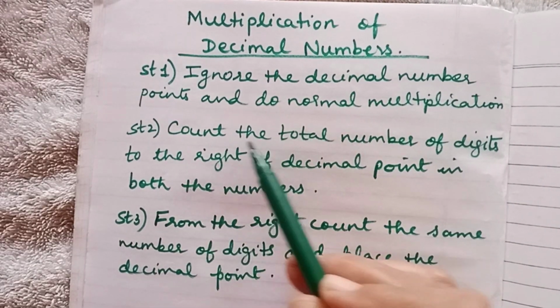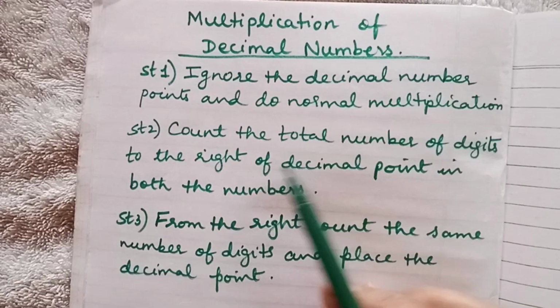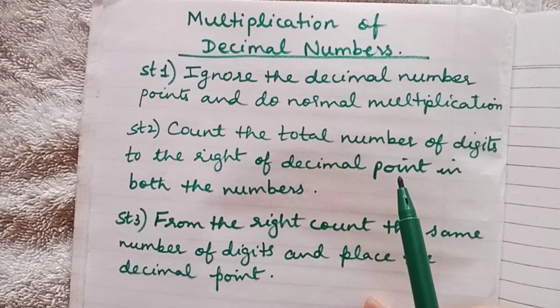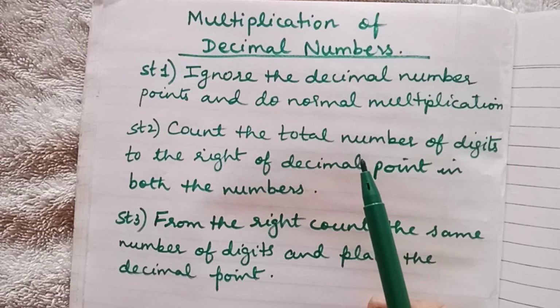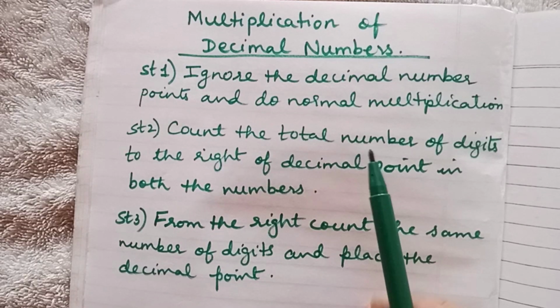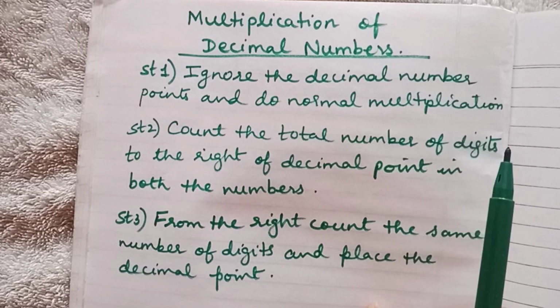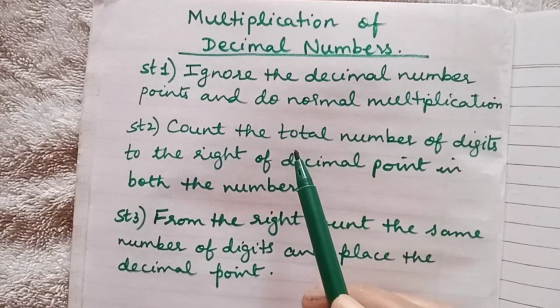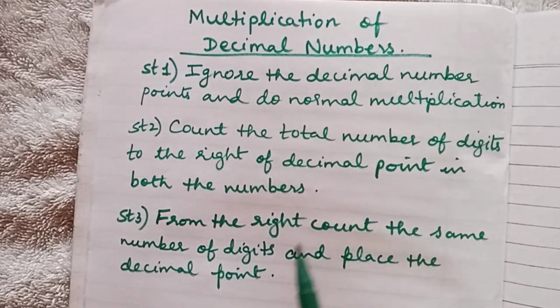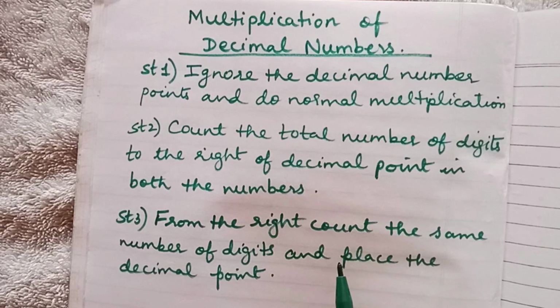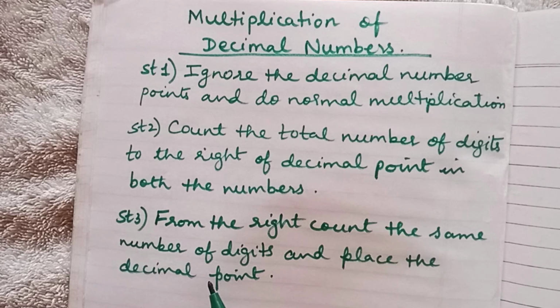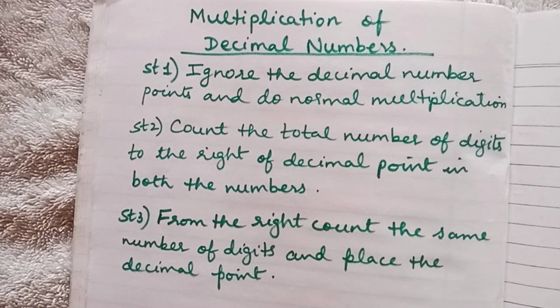Then the second step is we have to count the total number of digits to the right of the decimal point in both the numbers. So in both the numbers we will count the digits which are to the right of the decimal. Then the third step is, from the right we have to count the same number of digits and place the decimal point in the answer. So let us see some examples.